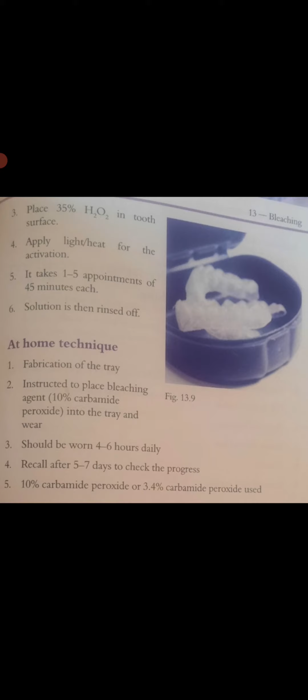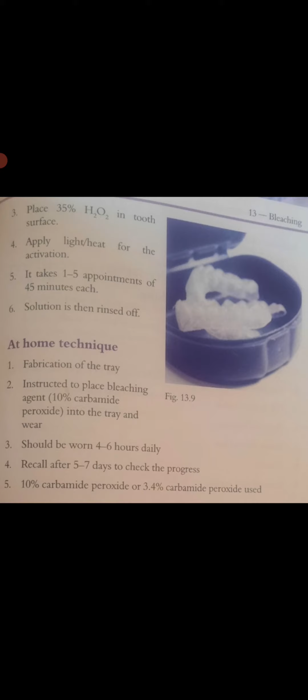It takes 1 to 5 appointments of 45 minutes each. We recall the patient for 1 to 5 appointments, and each appointment takes 45 minutes. These 45 minutes are important, and 35% hydrogen peroxide is important, and then the solution is rinsed off. This is the technique of office vital bleaching.